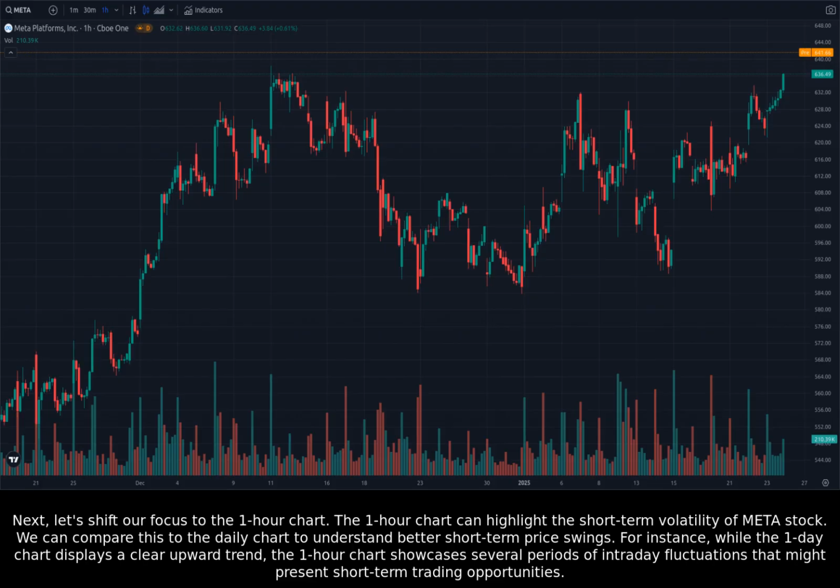Next, let's shift our focus to the one-hour chart. The one-hour chart can highlight the short-term volatility of Meta stock. We can compare this to the daily chart to understand better short-term price swings. For instance, while the one-day chart displays a clear upward trend, the one-hour chart showcases several periods of intraday fluctuations that might present short-term trading opportunities.